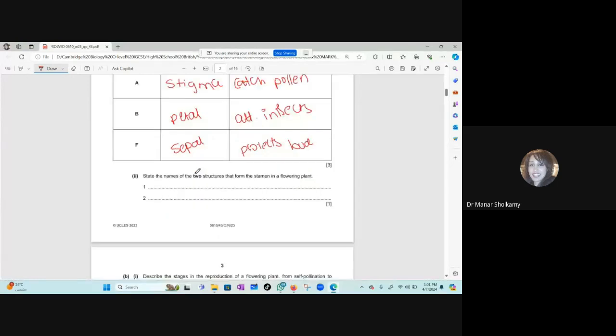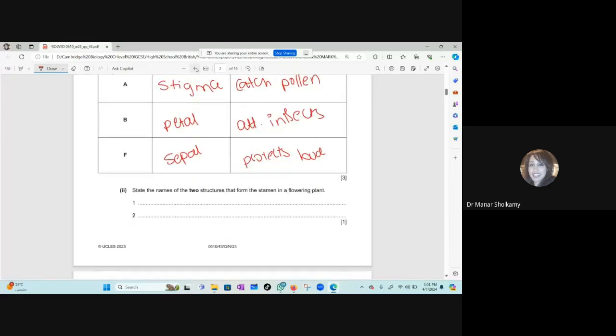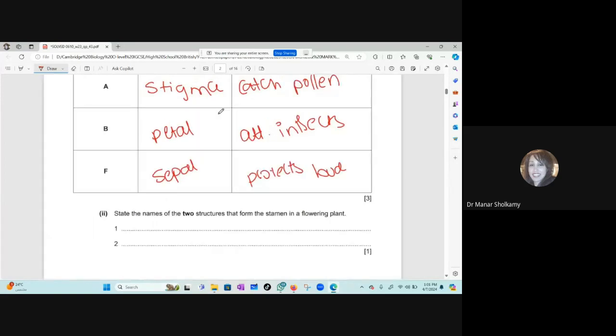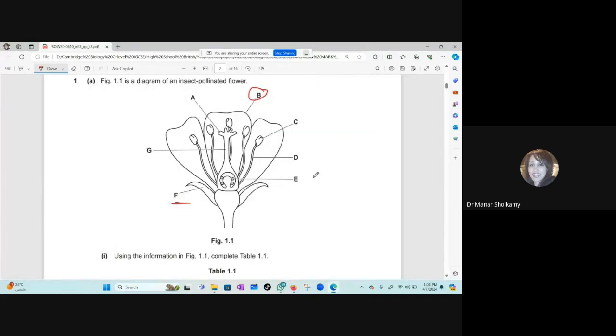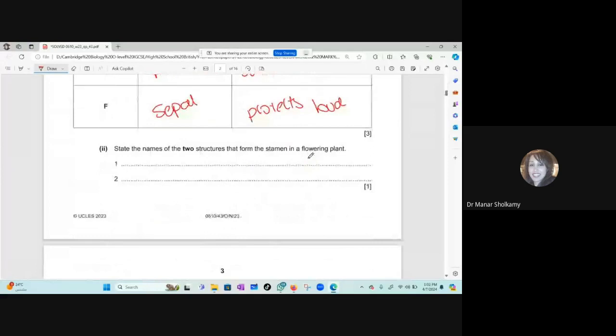State the names of the two structures that form the stamen in a flowering plant. The stamen is the male or the female part of the plant? The male part. So what is the male part made up of? Filament and anther. Very good. When the question says name, then you have to write the name.